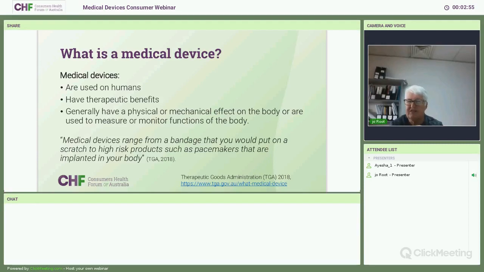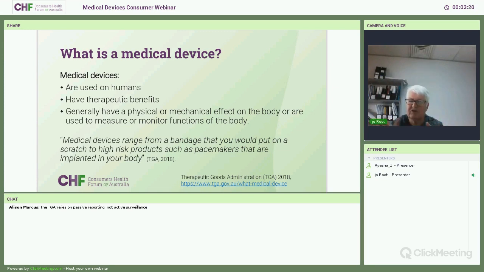For the purpose of the legislation and for the role of the TGA, what is a medical device isn't as silly as it sounds. Medical devices are, for this purpose, used on humans, have therapeutic benefits, and generally have a physical or mechanical effect on the body, or are used to measure or monitor functions of the body. And they have a huge range.